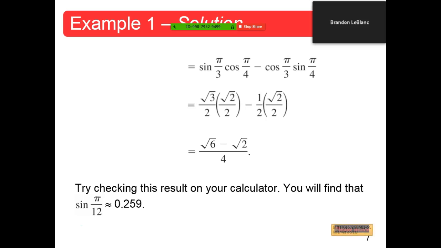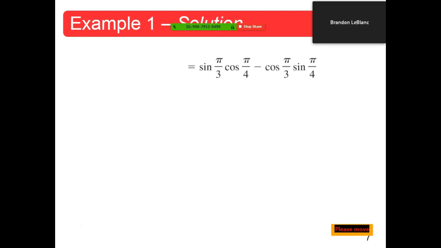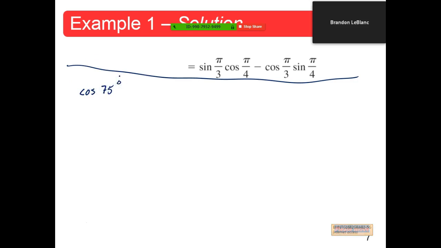So let's see about example 2. Whoa, look at that. They went straight to example 5. So let's back off and let us do example 2. All right. Find the exact value of cosine of 75 degrees. Well, now they pulled one on us, didn't they? They use 75 degrees. They're not using radians anymore.